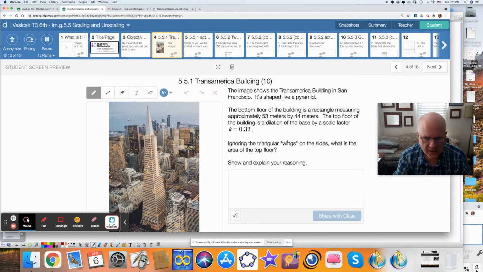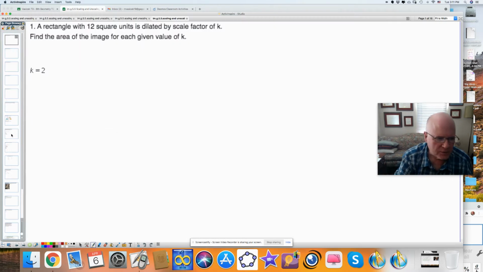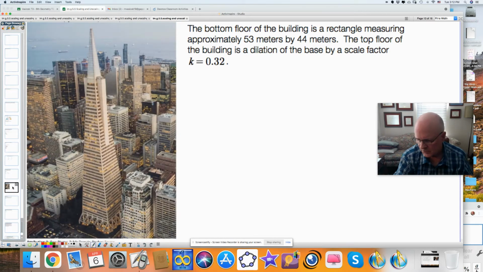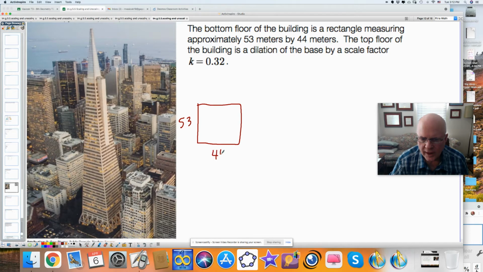Let's look at it. I'm going to show you my whiteboard. To solve this problem, I'm going to show you a couple of ways. Maybe you are one that looks at the length and width of a rectangle. So here we have a rectangle, and it's got a length of 53 and a width of 44. And we're going to scale this. To get to the smaller one, which is way up high, we have to take this original and multiply it by 0.32.